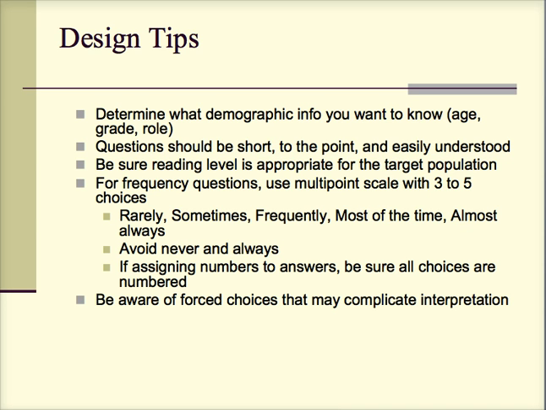Avoid using never and always. You don't want to give forced choices, because there are people like me that read those and go, well, I can think of an exception, so never or always doesn't apply. If assigning answers to numbers, be sure all your choices are defined. So if you were going to do 1 through 5, and 1 was rarely and 5 was almost always, you want to say what 2, 3, and 4 are. Don't leave some of that up to interpretation.